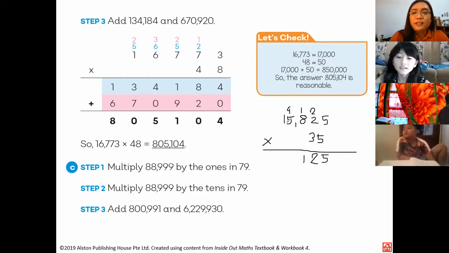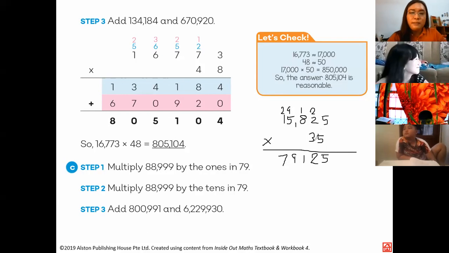5 times 5, that's 25. Plus 4, that's 29. And then carry 2. 5 multiplied by 1, that's 5. Plus 2, that's 7. Okay. Now, let's multiply this number by the tens, which is the number 3.